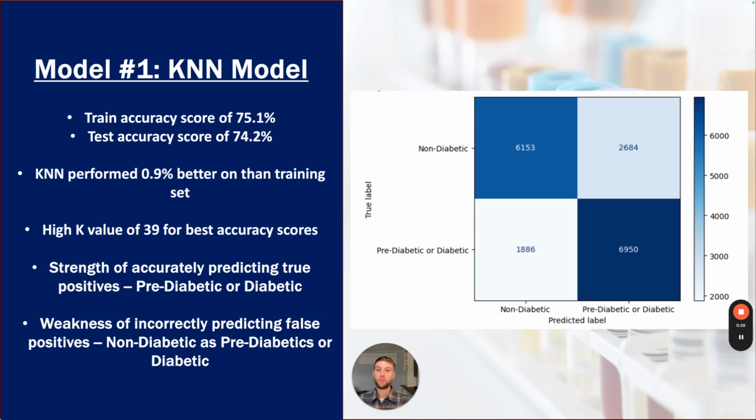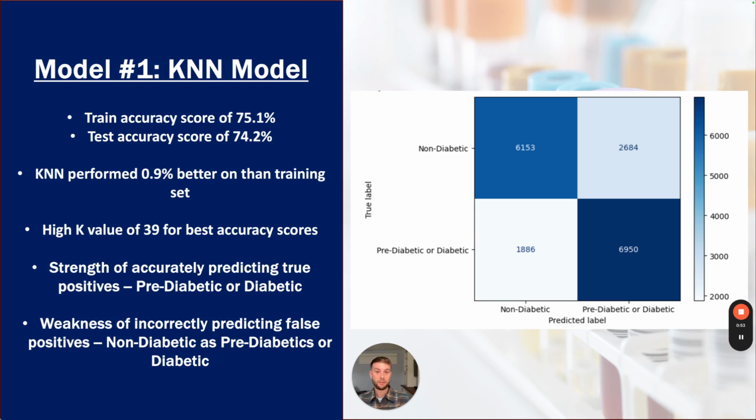This model's strength was that it accurately predicted true positives, meaning it predicted someone who had a true positive diagnosis of pre-diabetic or diabetic status correctly. Its weakness was misclassifying true negatives as false positives, meaning it would misclassify a truly non-diabetic status person as someone with pre-diabetic or diabetic status.